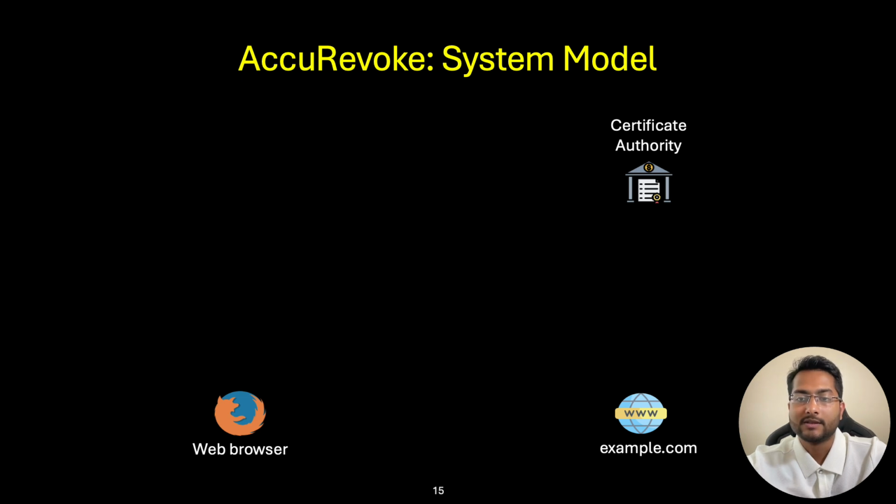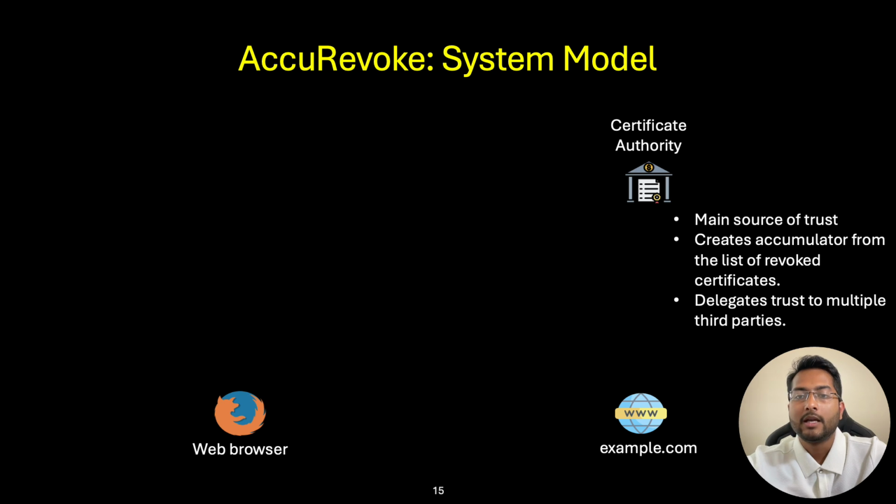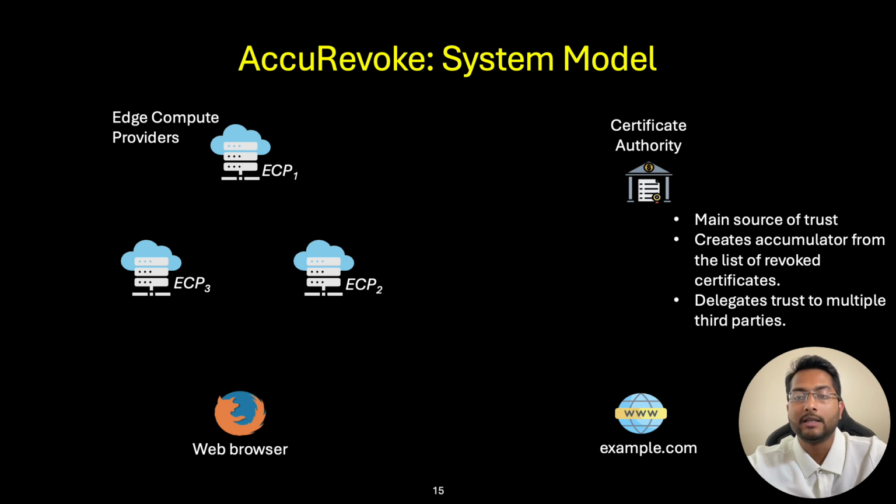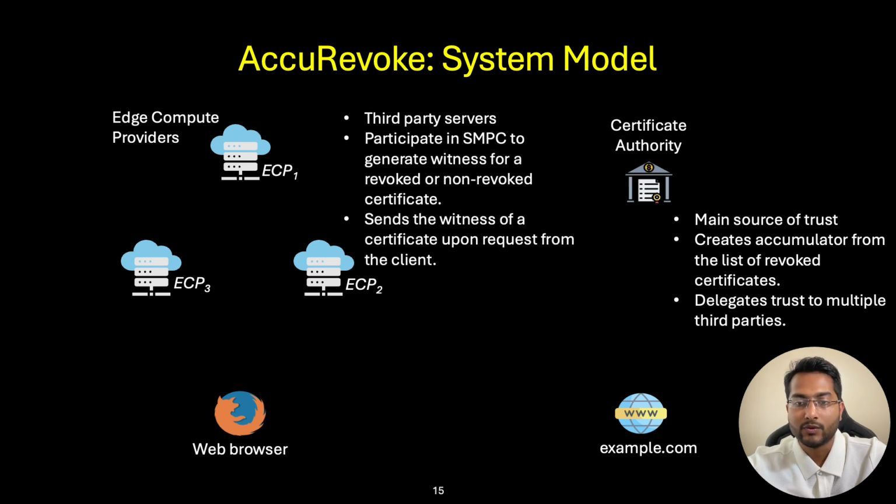In AccuRevoke, CA works as the main source of trust like other revocation strategies. It creates an accumulator from the list of the revoked certificates. It also delegates some sort of trust to multiple third parties. So yes, you can see we have one more entity in our AccuRevoke system model, which we call edge compute providers. As I said, they are basically third-party servers who are responsible for generating membership or non-membership witnesses for revoked or non-revoked certificates for the clients.